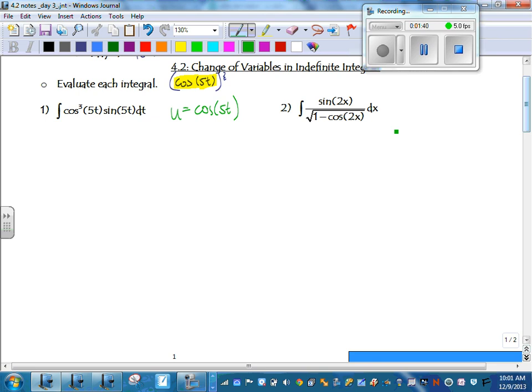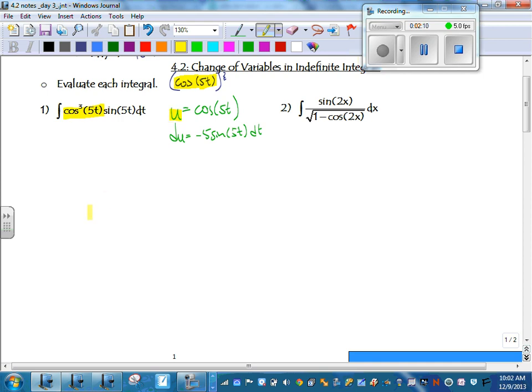And the nice thing then is that our du is going to be the derivative of that, which is going to incorporate sine. Derivative of cosine is negative sine of 5t, but then we have to remember to take the derivative of the inside, using the chain rule here, which is 5. So we get negative 5 sine of 5t dt for our du. So we know that cosine of 5t is going to become our u.